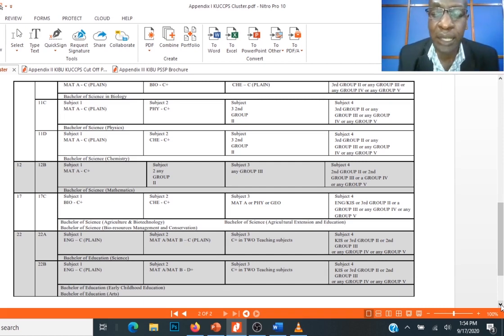So when we have these clusters, you need to check whether you have all the subjects for the 4 groups.